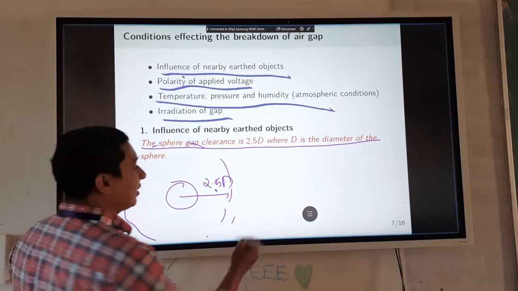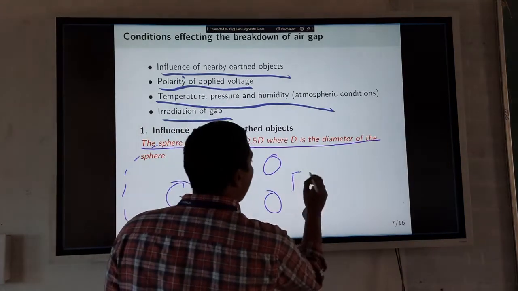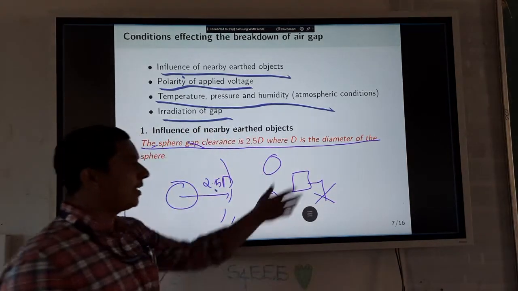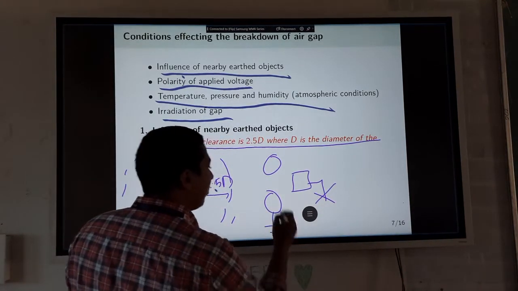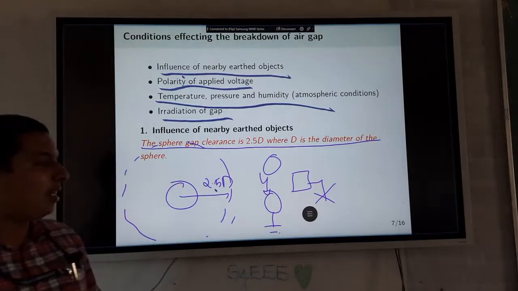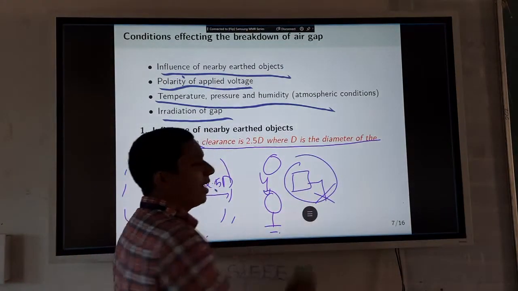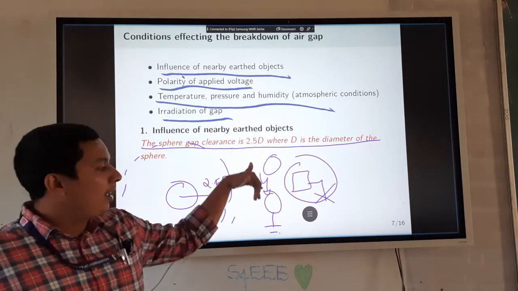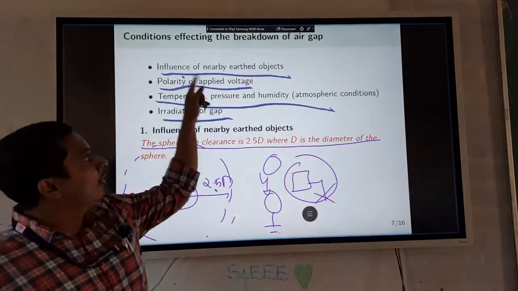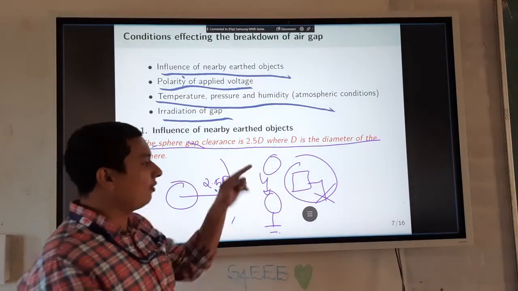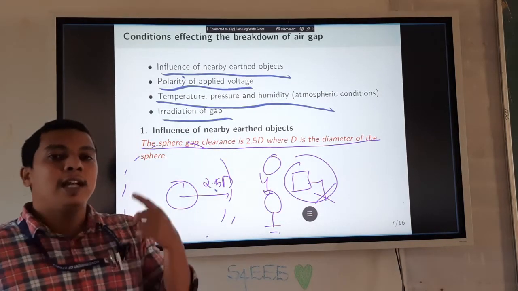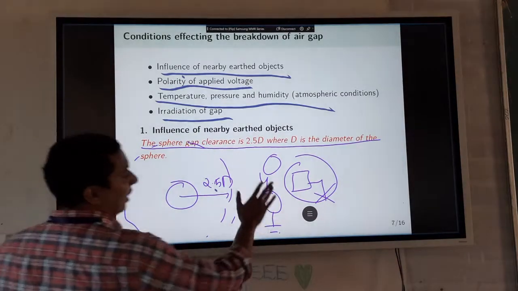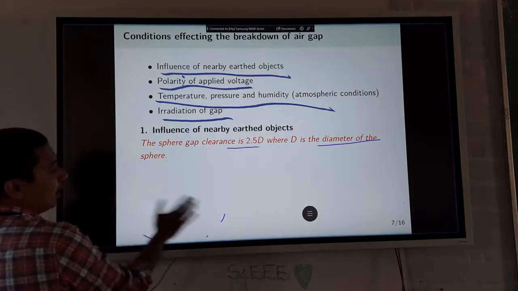Another thing is that you have two sphere gaps and a third object. Earlier it was earthed, but now we have not earthed it and it is floating. In that condition, current can only flow to ground through this path, and objects that are not earthed and just kept nearby will not have any effect on the breakdown of the gap. So that is not an issue. But in a normal high voltage measurement laboratory, every piece of equipment is earthed, so you have to consider its effect on the sphere gap.